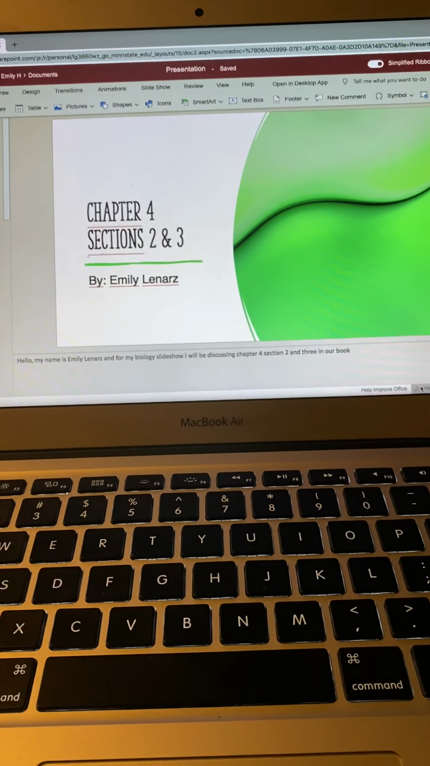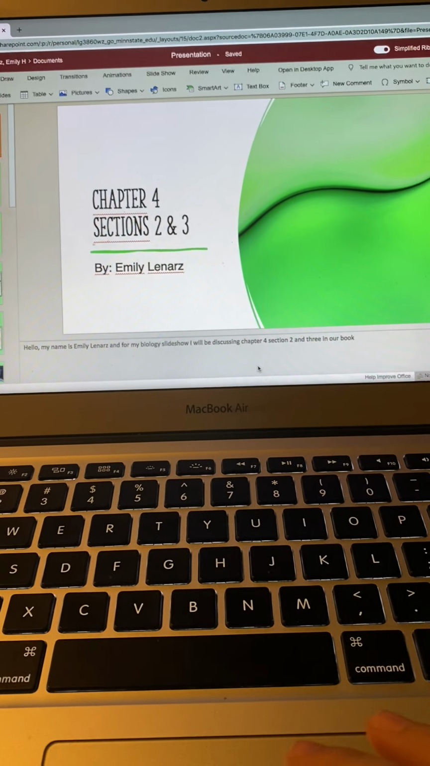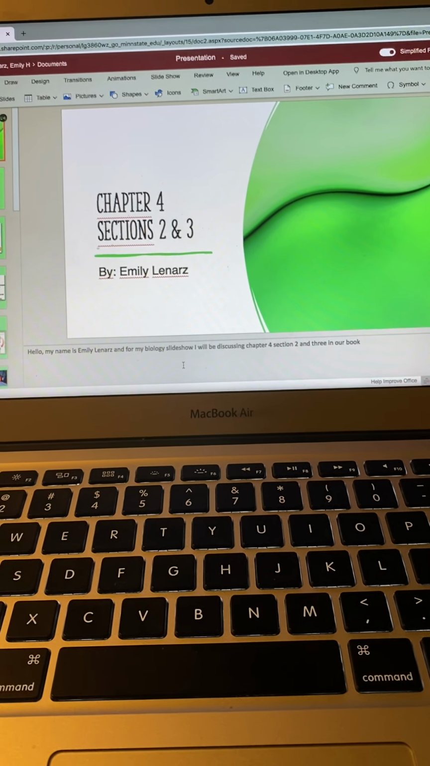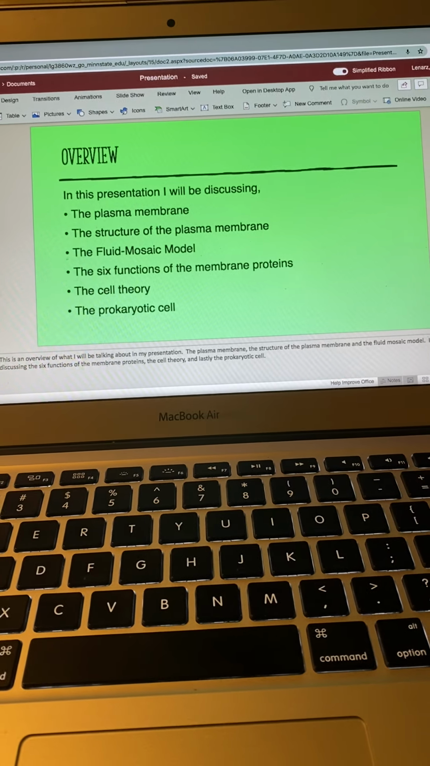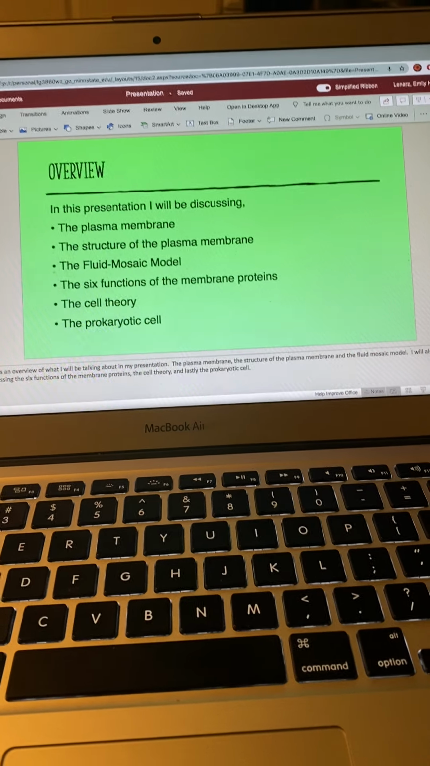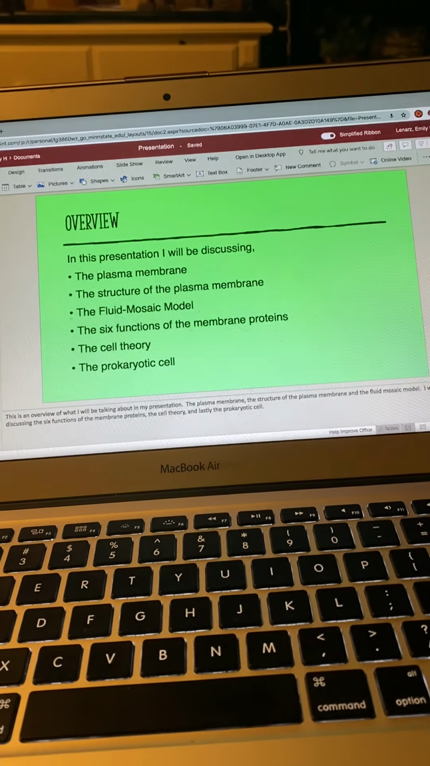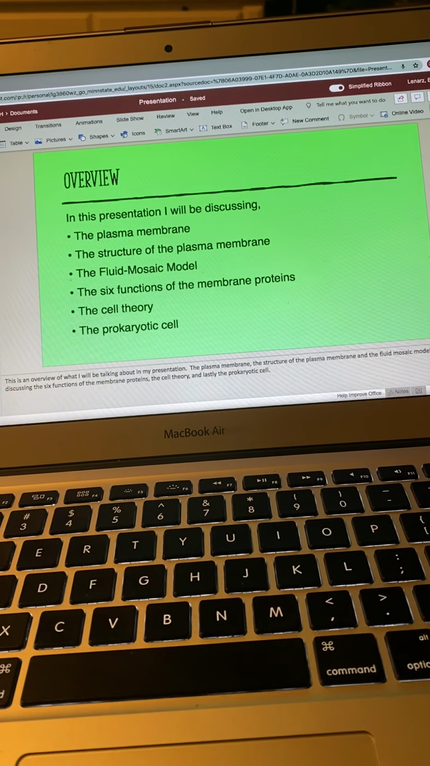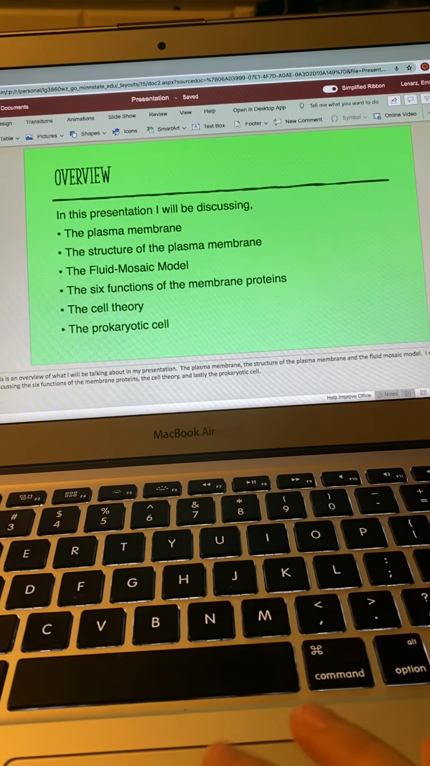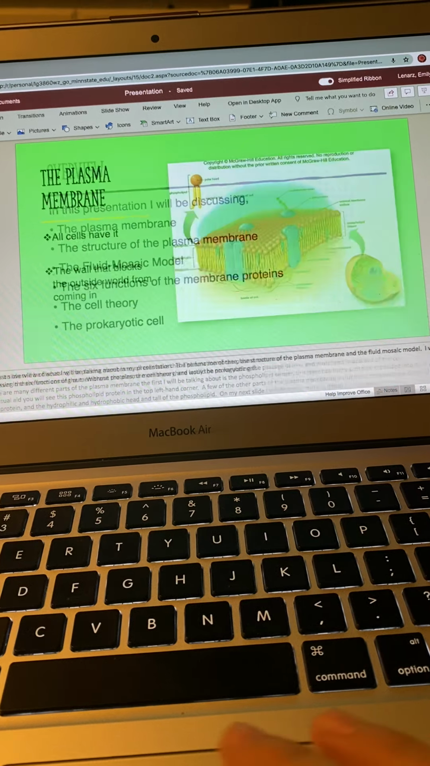Hello, my name is Emily Linares, and for my biology slideshow, I will be discussing Chapter 4, Sections 2 and 3 in our book. Overview. This is an overview of what I will be talking about in my presentation: the plasma membrane, the structure of the plasma membrane, and the fluid mosaic model. I will also be discussing the 6 functions of the membrane proteins, the cell theory, and lastly, the prokaryotic cell.